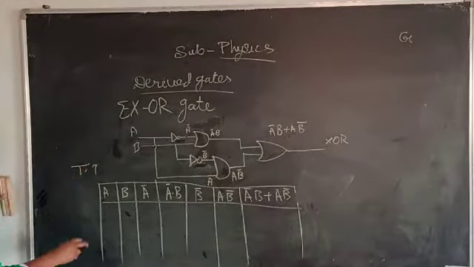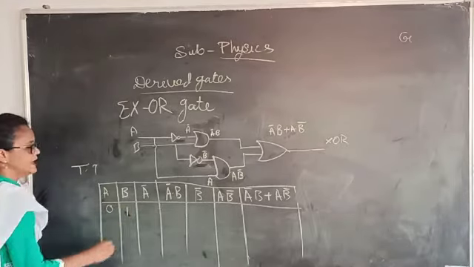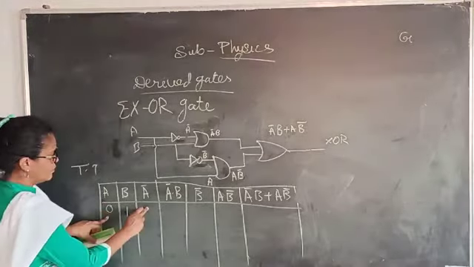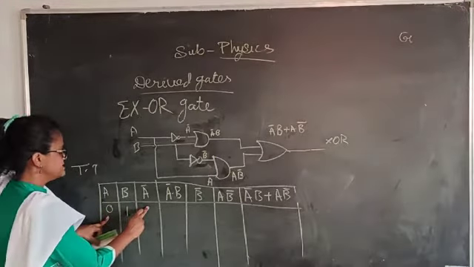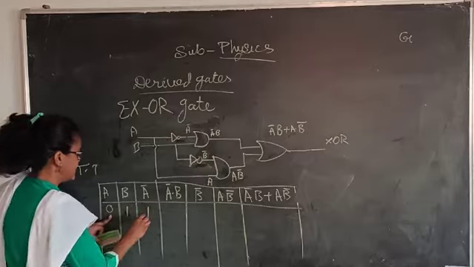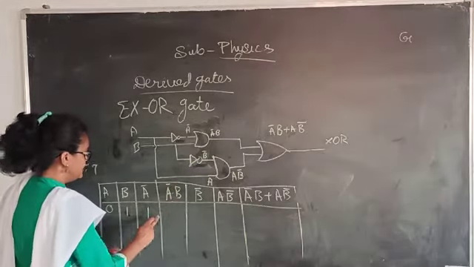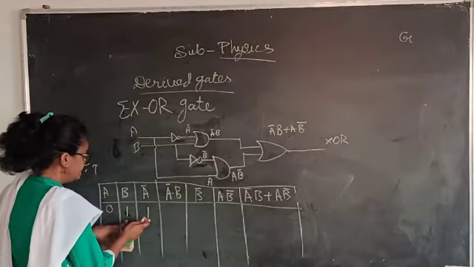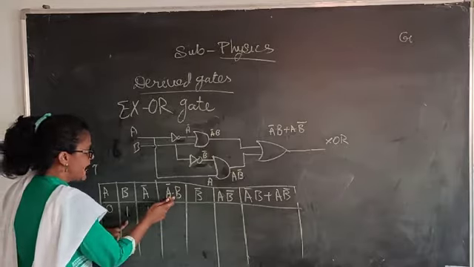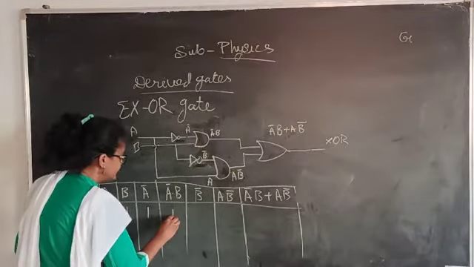First of all, we'll take A as 0 and B as 1. What will be A bar? A is 0. A bar is nothing but the negation of A. So 0 is low, which means A bar is high. Now A bar B: A bar is 1 and B is 1. 1 dot 1 is, this is the AND gate, if both the inputs are high, the output will be high.